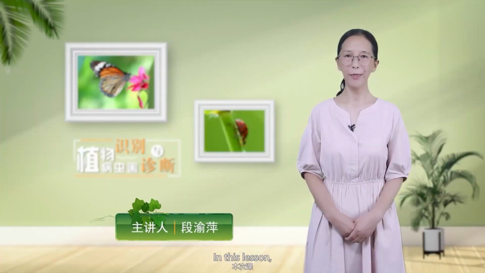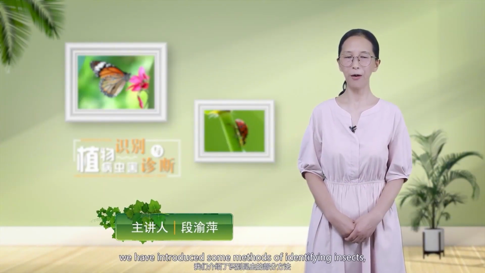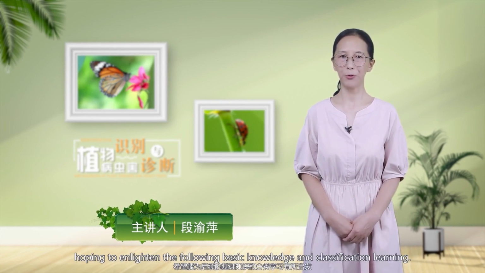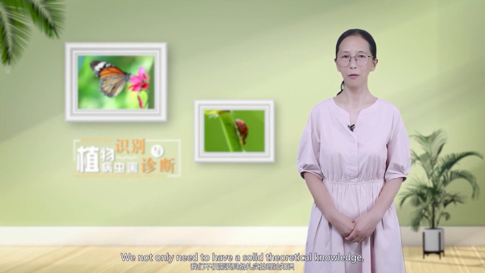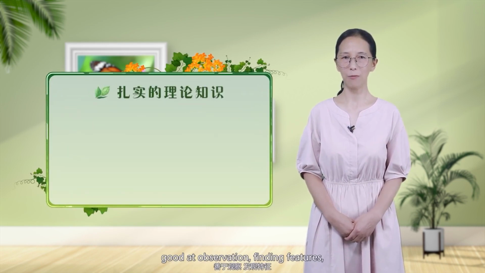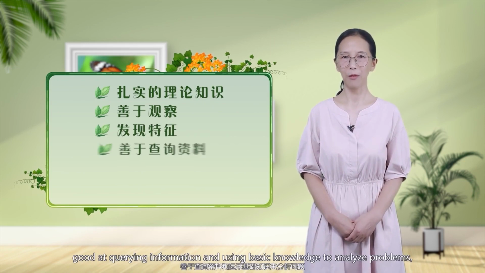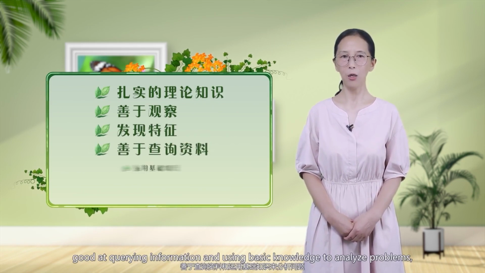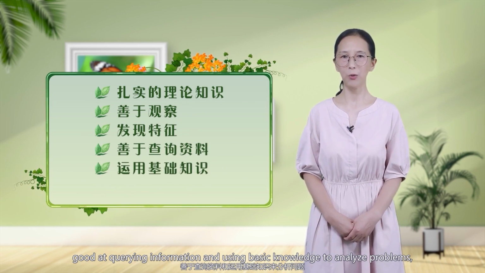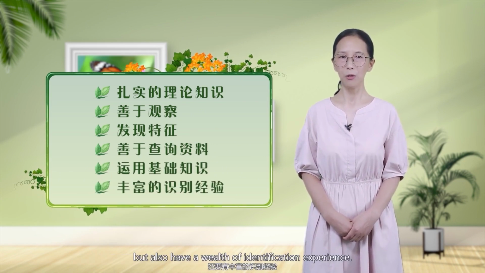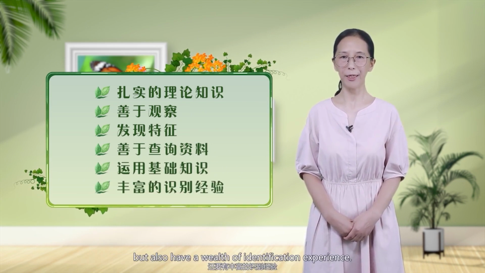In this lesson, we have introduced some methods of identifying insects, hoping to enlighten the following basic knowledge and classification learning. We not only need to have solid theoretical knowledge, be good at observation, finding features, querying information, and using basic knowledge to analyze problems, but also have a wealth of identification experience.